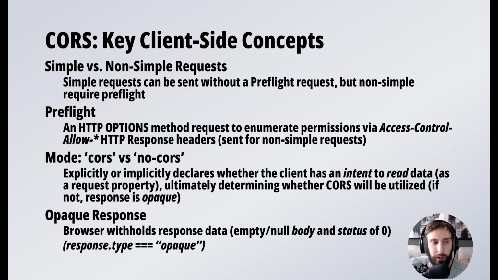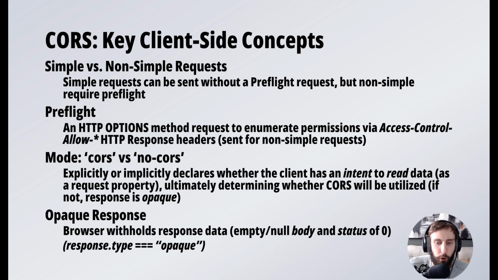So the set of access control allow headers. There are actually other permission-based headers that a server can return, and we'll look at those later. The mode of a request can be CORS or no CORS with respect to CORS as a mechanism. This is often implicit, but you can also explicitly set the CORS mode of requests, declaring whether the client has an intent to actually read the data that is returned. So this is a request property that you can set with fetch. I think one of the screenshots of code I showed earlier illustrated that.